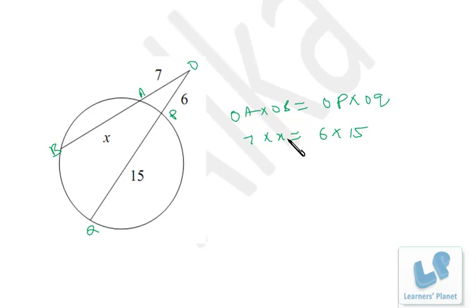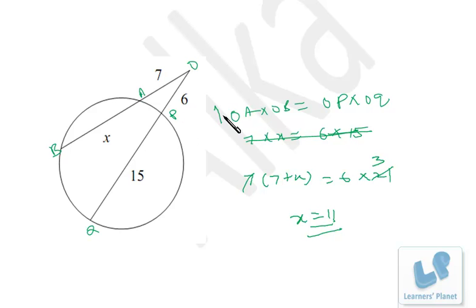I'm sorry. OA is 7, OB will be 7 plus X, OP is 6 and OQ will be 6 plus 15, right? So that's 21, sorry. So 7 plus X is 18, that means X is equal to 11, right?